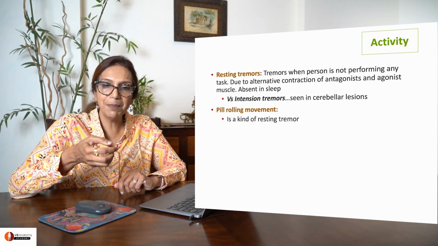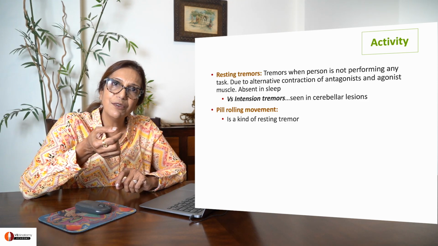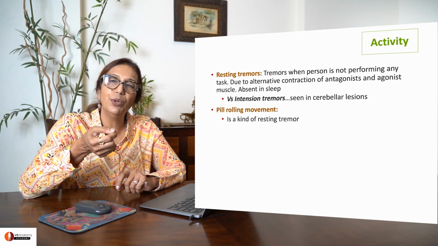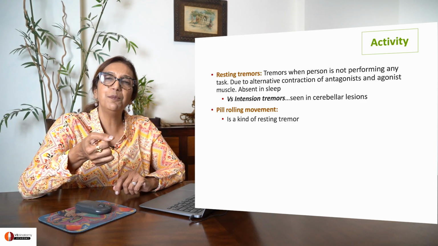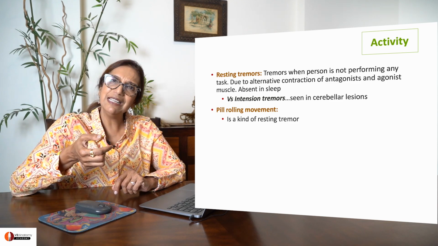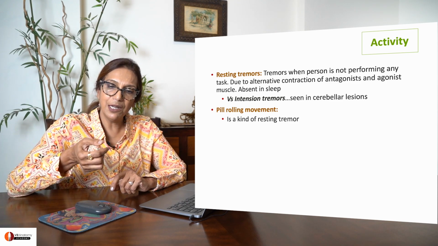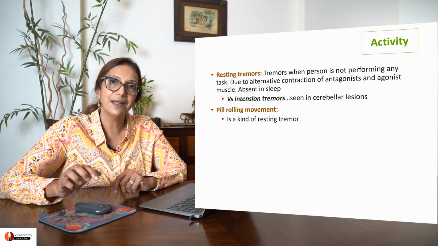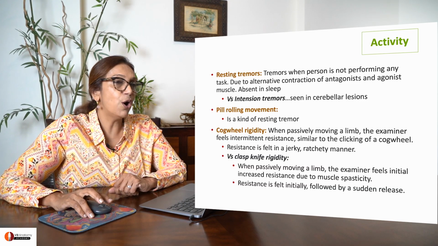Pill rolling movement. Imagine that you have a little tablet in your hand which you are rolling all the time. This is typically seen in a patient of Parkinsonism. It's a kind of tremor. It looks like he is rolling a pill in his hand. Pill rolling movement.